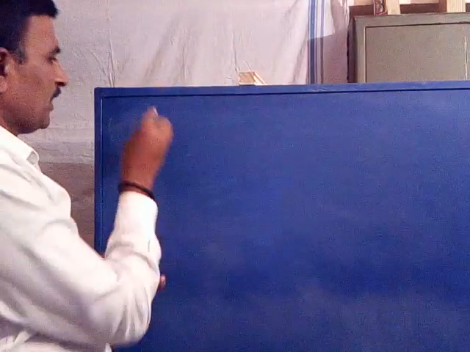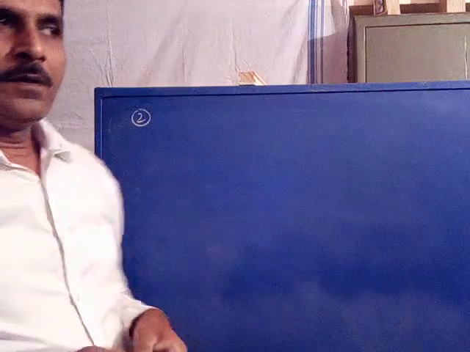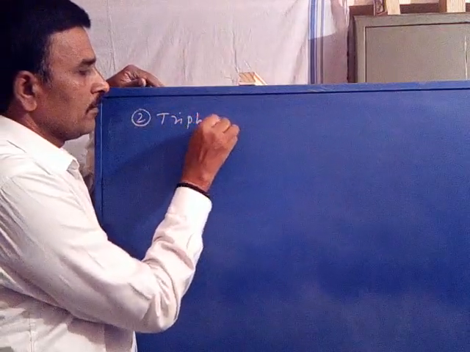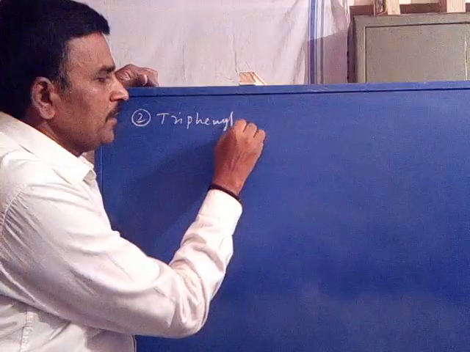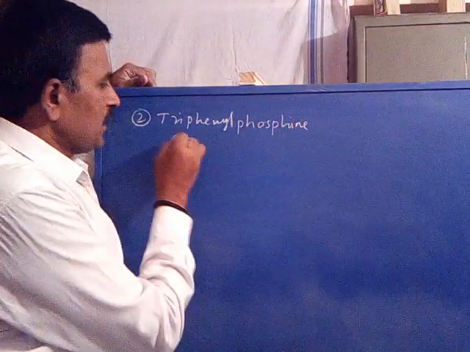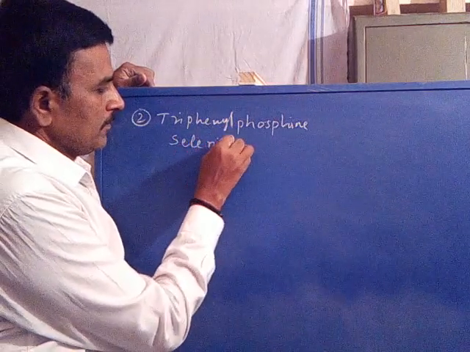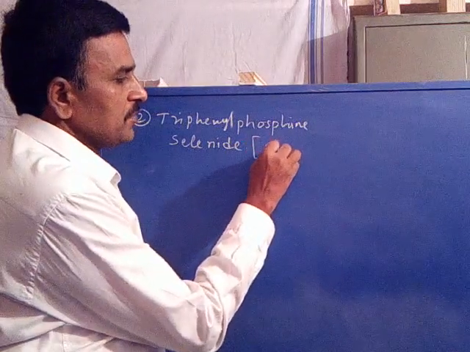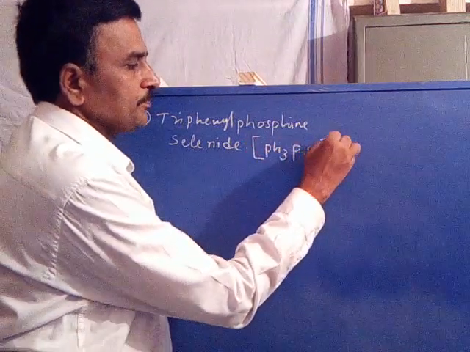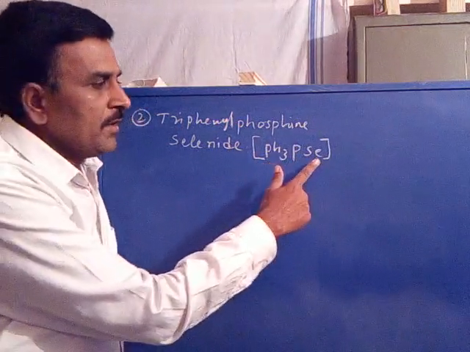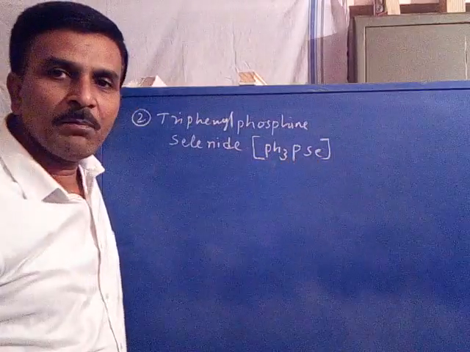Now coming to the second example. The second example is triphenyl phosphine selenide. Triphenyl phosphine selenide is PPh3Se: three phenyl ligands and one selenium ligand attached to the central phosphorus.